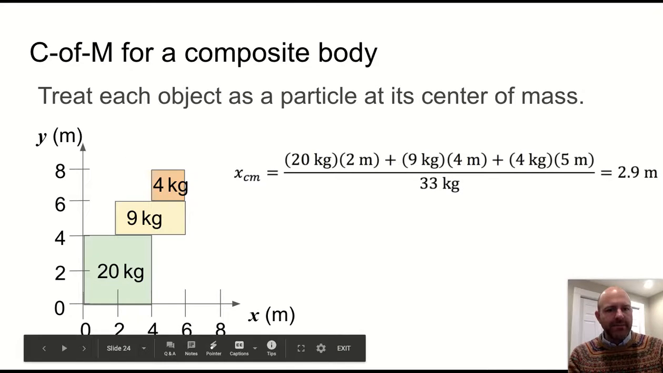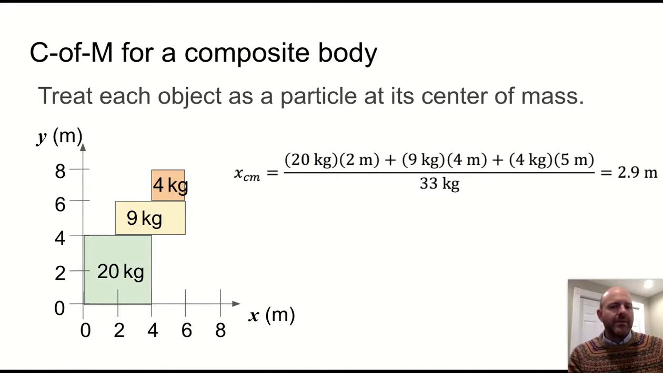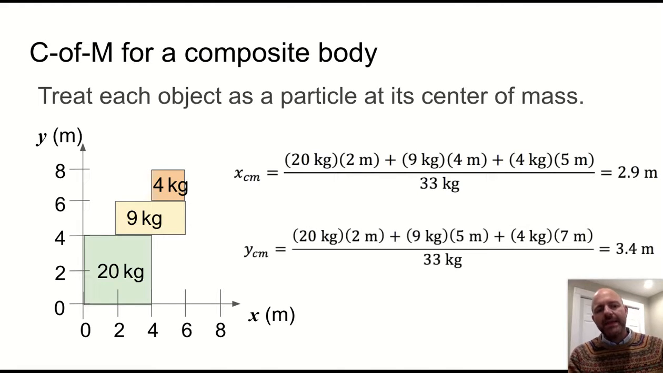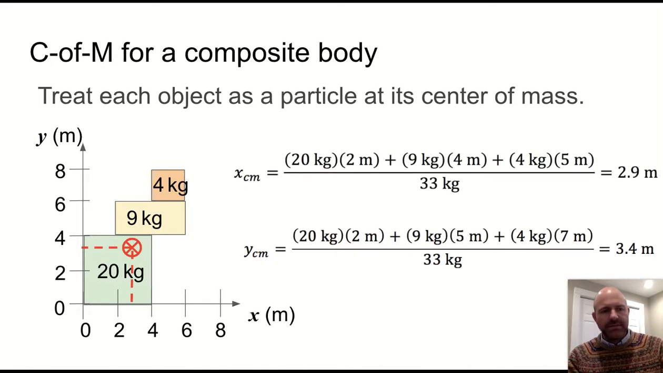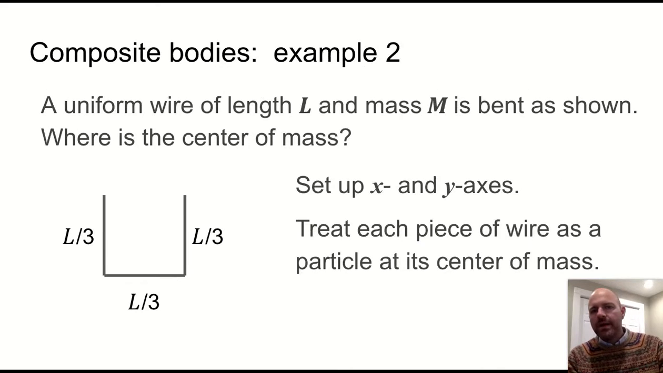So we can put all that together, 2, 4, and 5, divided by 33 kilograms to get 2.9 meters for the X, and then in the Y direction, similar, 3.4 meters. So we would say that the coordinate, if you wanted to write it as an ordered pair, would be 2.9, comma 3.4, or you might say at X equals this and Y equals that. So there's other things you can do.